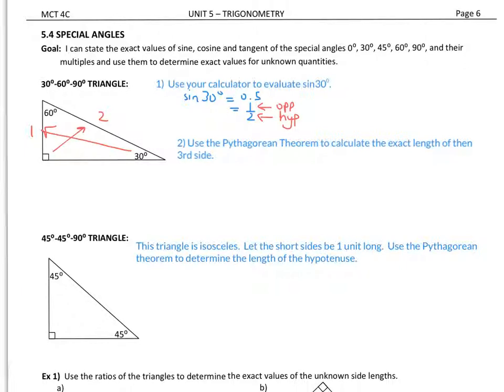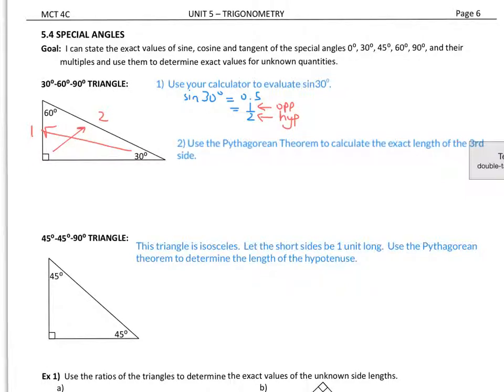All right, now the second step here is use the Pythagorean theorem to calculate the exact length of the third side. I just realized I have a typo there. Let's see if I can fix that. So you use the Pythagorean theorem, calculate the length of this third side that we don't know yet, the one across from our 60 degree angle. Okay, so if you've done that, this is a short side that we're trying to find.